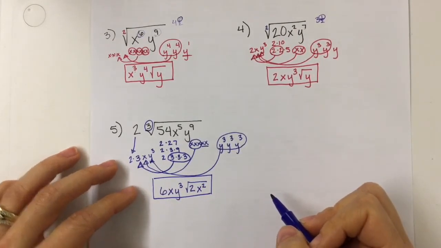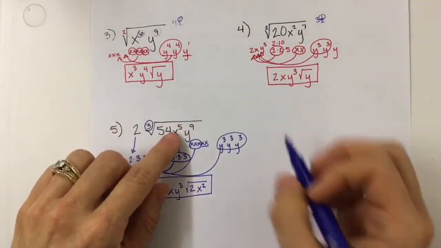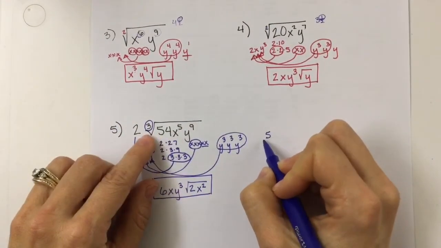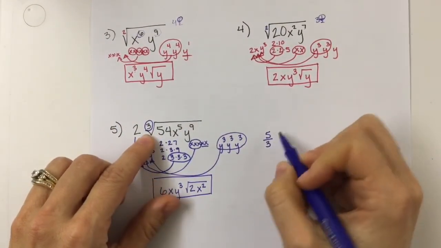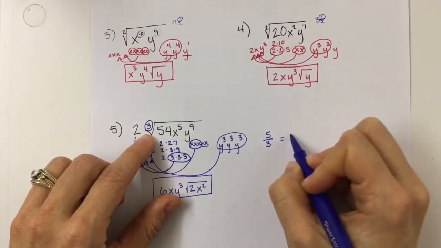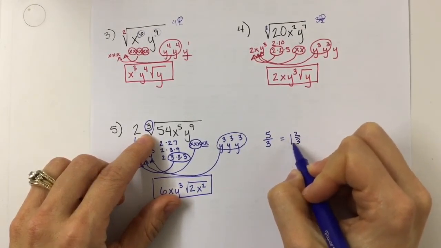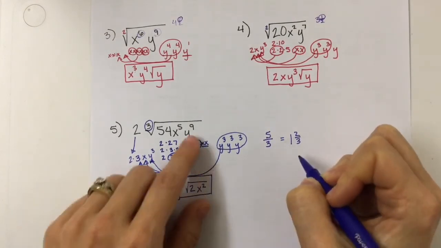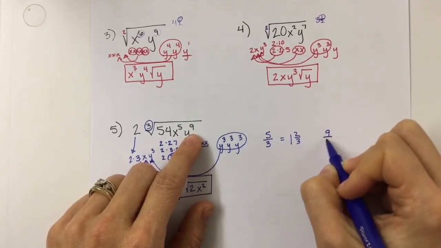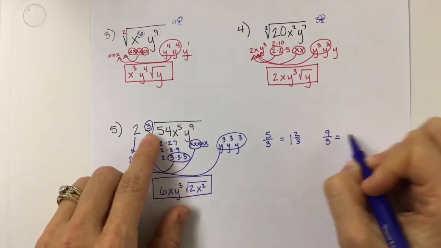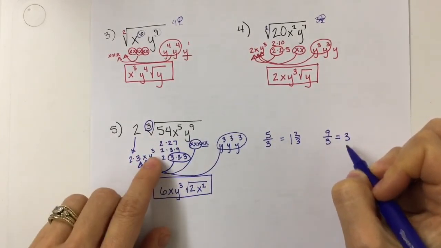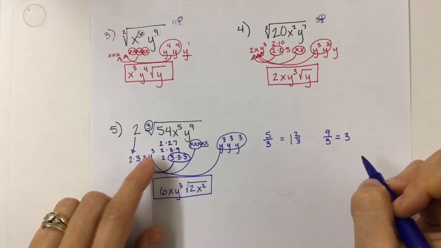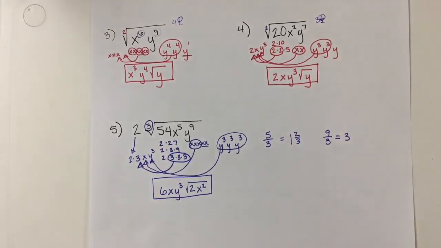And then just making a quick note like we did before over here, if I take 5 and I divide by its index, 5 divided by 3 would give me 1 and 2/3. Notice we had 1 x come out, 2 remain inside. And if I take 9 and divide by the index of 3, I get 3, which gave us the y cubed outside. That is going to come into play as we keep working through these radicals.